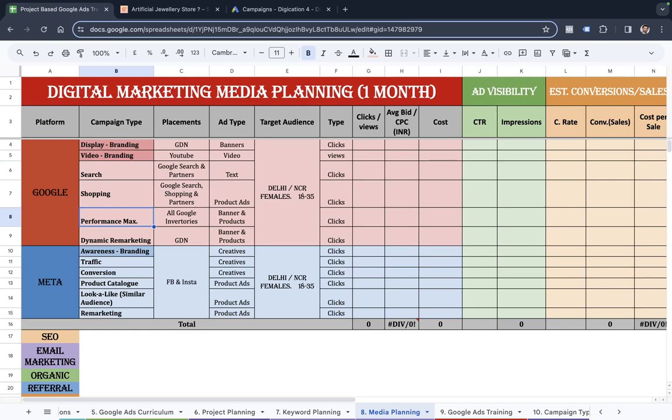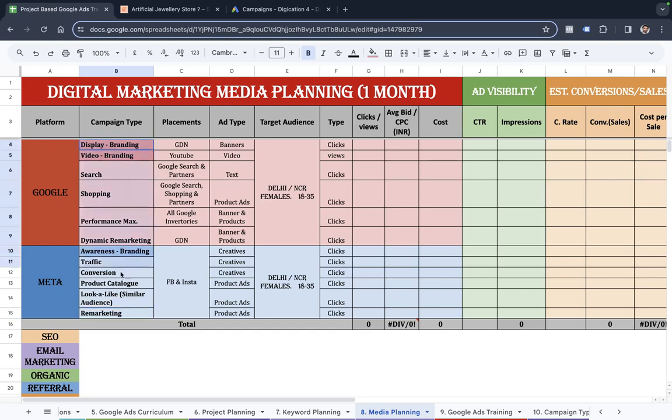So now, as it's a product based business, we are going with all of these 4 campaigns for sales and 2 campaigns for branding for Google as a platform. For Meta, we are going with traffic as the main traffic generator. Then we have conversion, product catalog, lookalike, and remarketing campaigns.